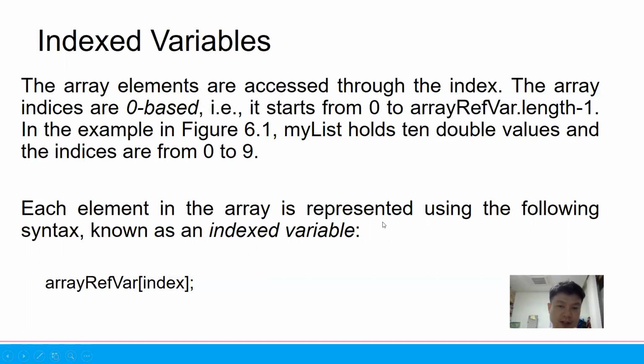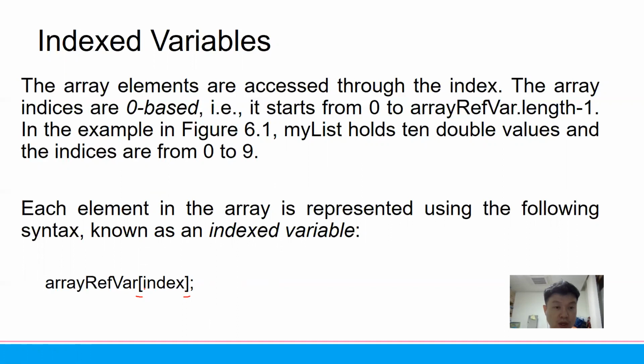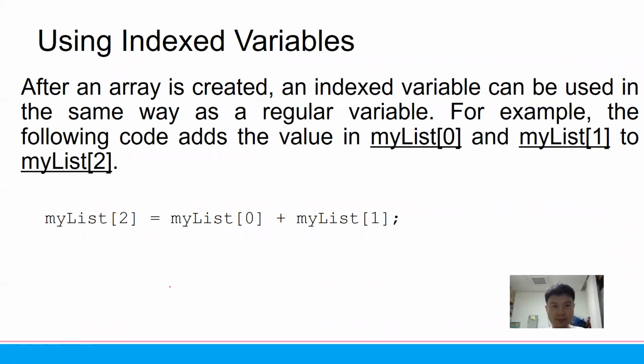Each element in the array is represented using the following syntax, known as the indexed variable. We have the array name, or the array variable name, and then we use the square brackets, the square opening and the square closing, and then just mention the index. The index should be an integer.